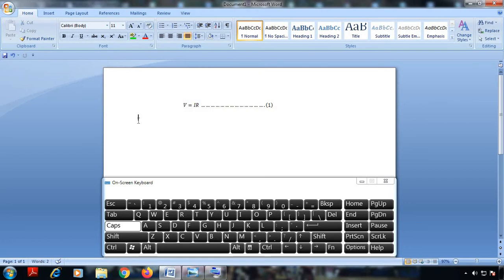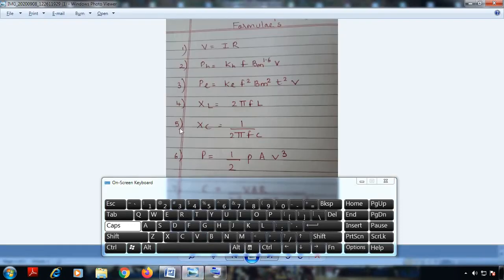Now let's try and make use of certain complex equations. Now if you can observe my screen here, there is a second formula, that is pH is equal to K suffix H F Bm raised to 1.6 V. If I have to write this formula, how am I going to do it?